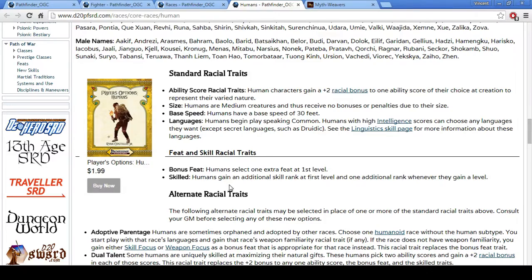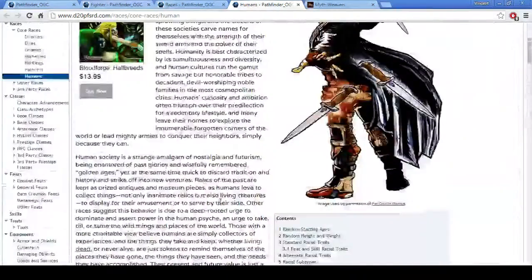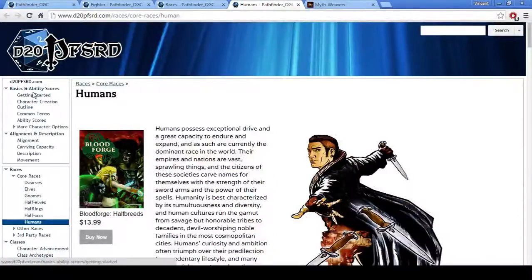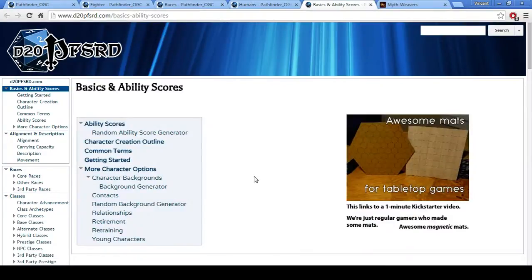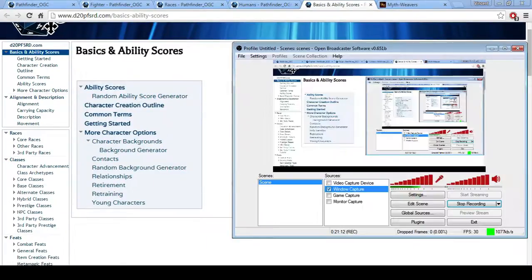Now it's time to actually start building our character, and we're going to be coming up with ability scores. Basics and ability scores, I'm going to open that. I notice that I'm opening these all up in new tabs. That's because I might be hearkening back to something. Let me make sure that my recording's getting all that. Yes, it is.